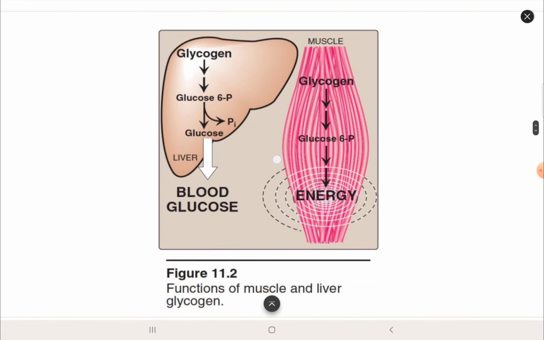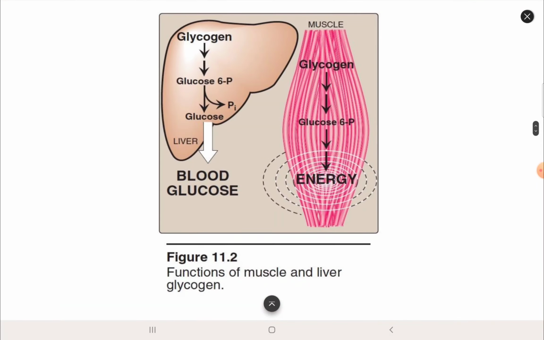Look to this diagram. Inside the liver, we have glycogen. Glycogen changed to glucose 6-phosphate. And finally, glucose will be released into the blood. While in the muscles, glycogen changed to glucose 6-phosphate to be used as energy, not releasing glucose.